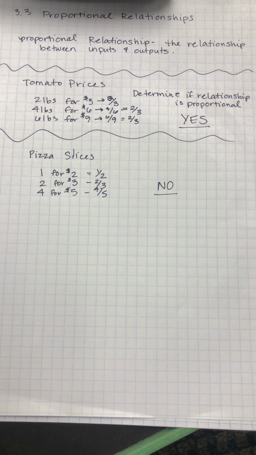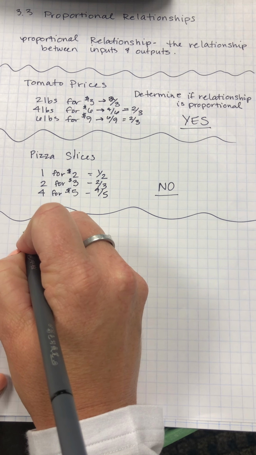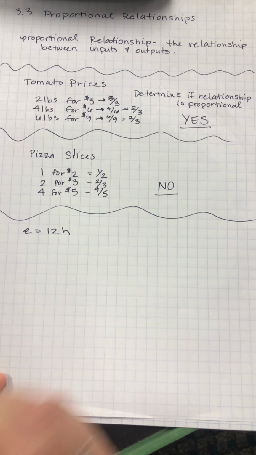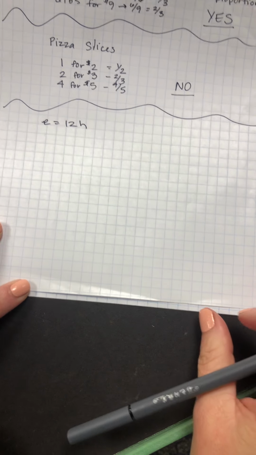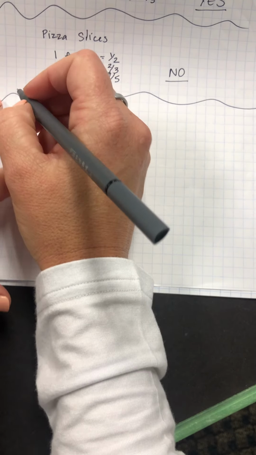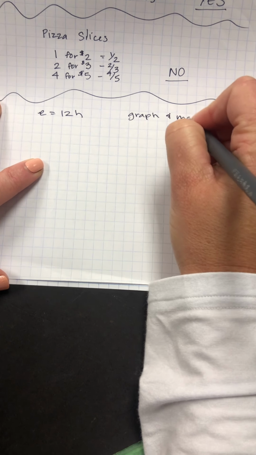Example 3 is talking about jewelry. It says Jenna earns $12 per hour making bracelets. She uses the function E equals 12H to track her earnings. So E is what she makes. H is the number of hours it takes. Make an input-output table and graph your results. So E equals 12H. That was given to us in the problem. Okay? We have to graph it and make a table.